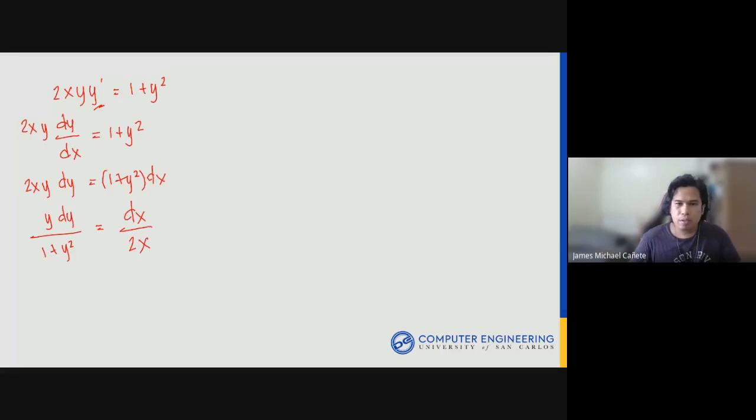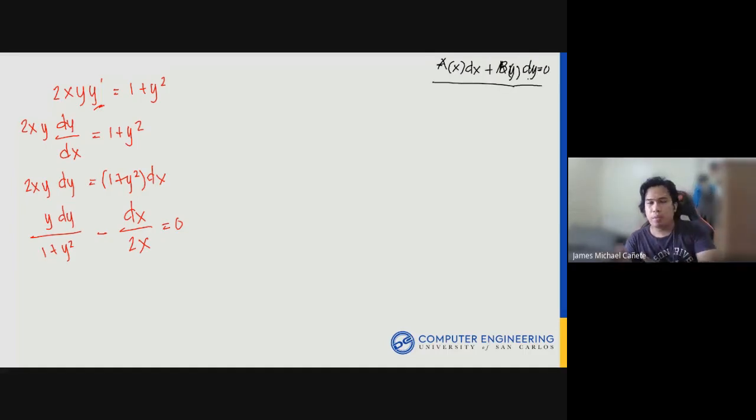Just to make this clear, this could be equal to 0, which again is as close to what we were looking for in a of x dx plus b of y dy equal to 0. If masuwat nimo ang DE in this format, then we can call it a variable separable differential equation. So at this stage by our manipulation it is indeed variable separable.